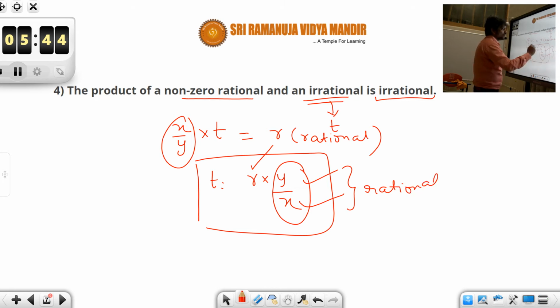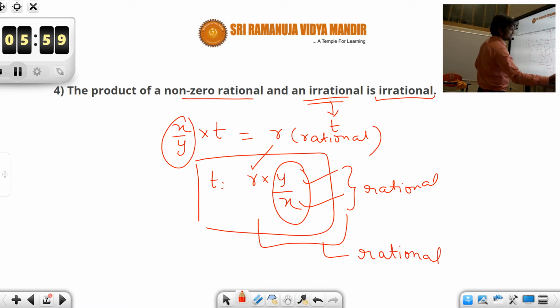Right, students? And what about the product of two rationals? In the earlier question we have seen, the product of two fractions is again a fraction. So hence, this right hand side is a rational number.